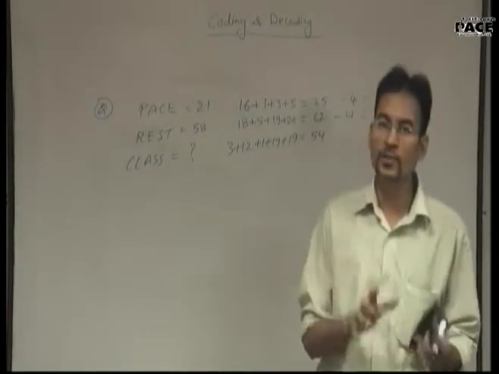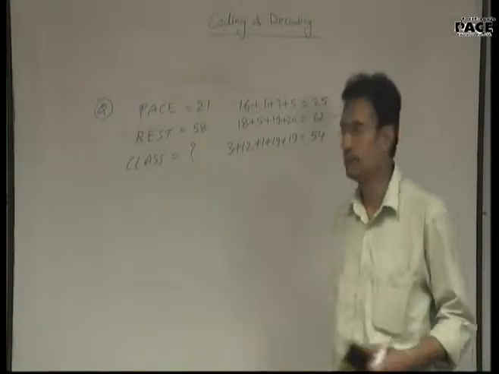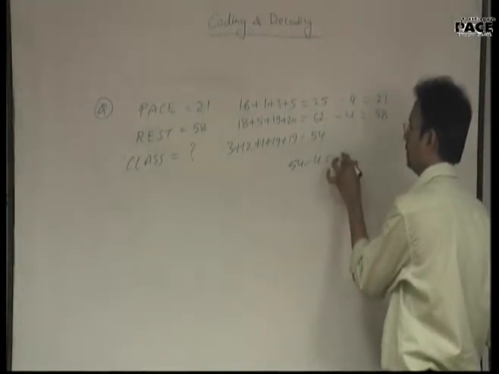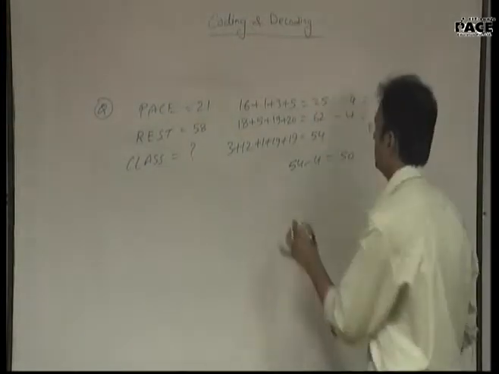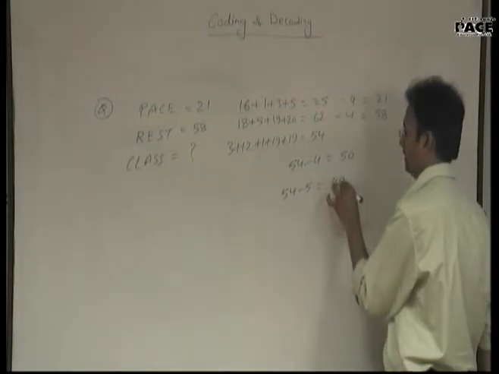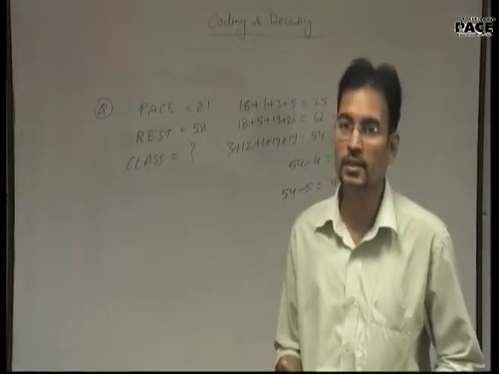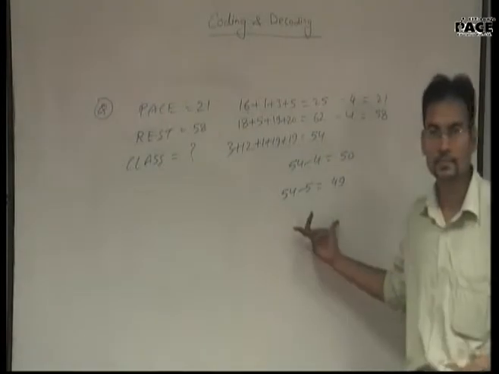But according to the options we have, we will have to decide which answer should be there. It should be either 54 minus 4, 50, or if it is with the number of letters, it should be 54 minus 5, 49. Both the options are correct. Whichever is there in the options will be our answer.